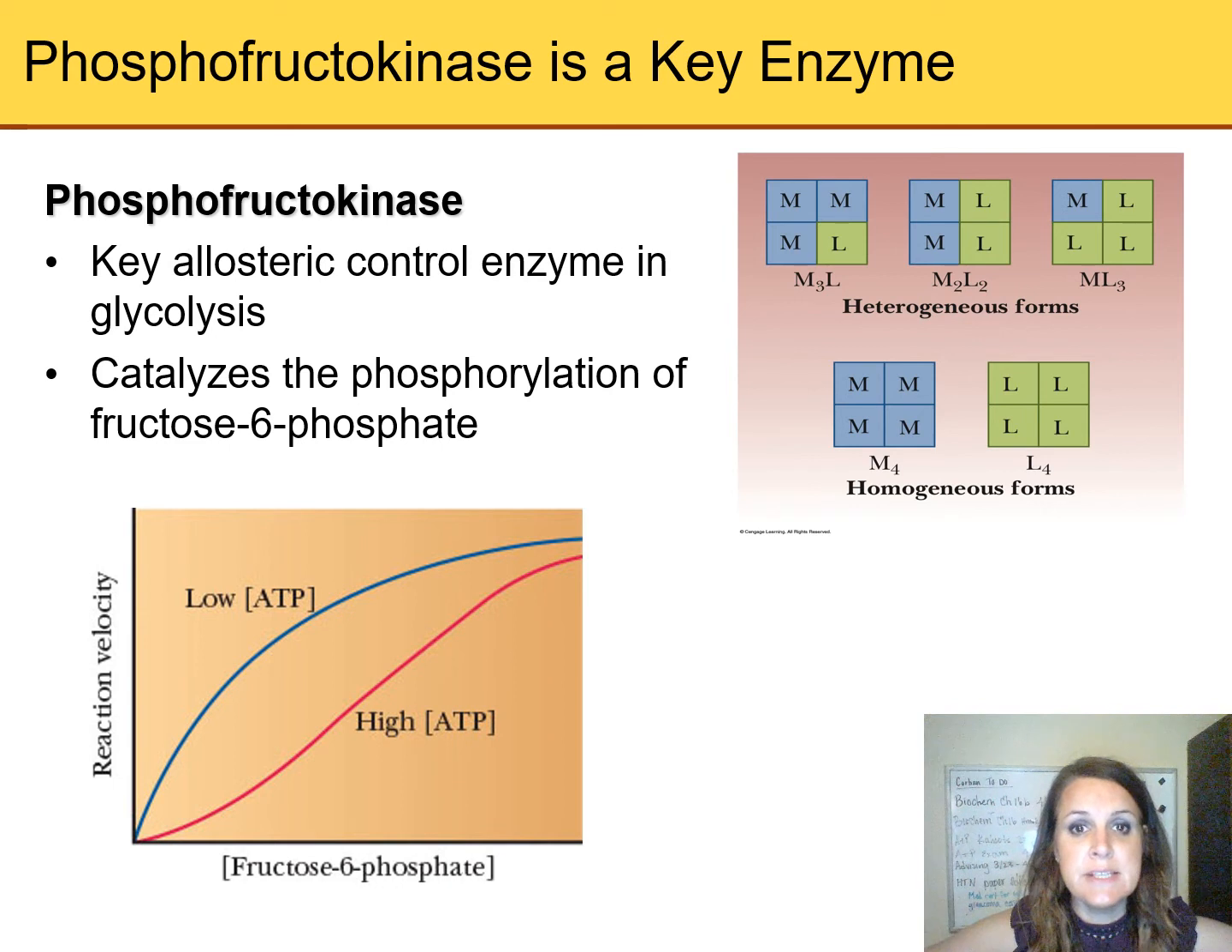ATP is an allosteric effector of this enzyme, which means that high levels of ATP inhibit the enzyme while low levels of ATP activate it. The other thing you should know is that fructose 1,6-bisphosphate is also a key allosteric effector of this enzyme. So production of F1BP is going to inhibit the effect of that enzyme.